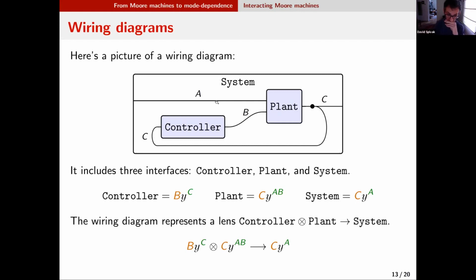And so the wiring diagram itself represents a lens from controller, tensor, plant to system. You could write out what this is in terms of its set theoretic definition of what a morphism of polynomials is. And all it'll basically be is something that tells you that given data on the inside, we're going to project out the C, and we're going to transfer stuff all around. And so it's a very simple map. I think it includes like a projection and an isomorphism of sets. It's probably not clear, but it's quite easy to write this down as just a lens.